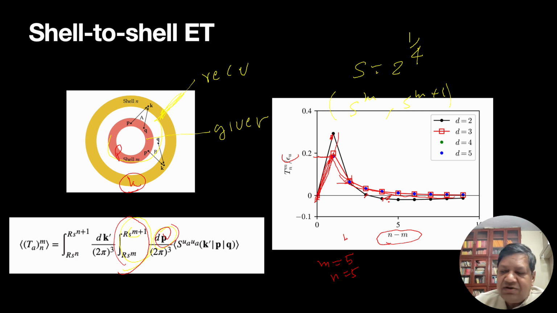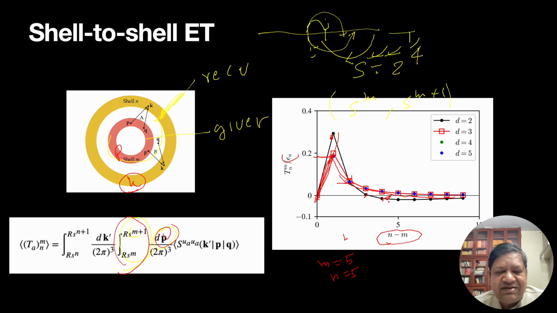If I draw the diagram, 5 gives to 6, gives to 7, gives to 8, but it receives from 9, receives from 10, receives from 11. And in fact, this goes on for all these modes. All these modes are giving energy to lower wave numbers in 2D, and that is responsible for the inverse cascade.